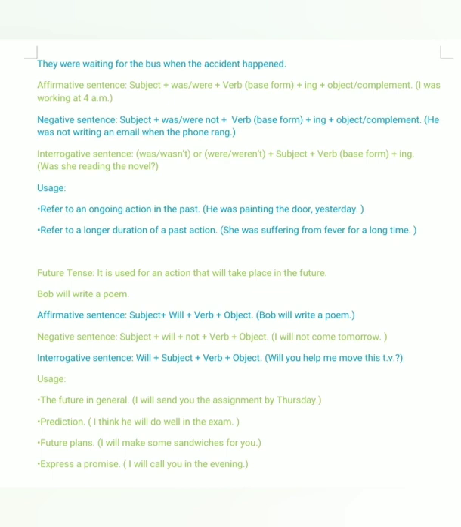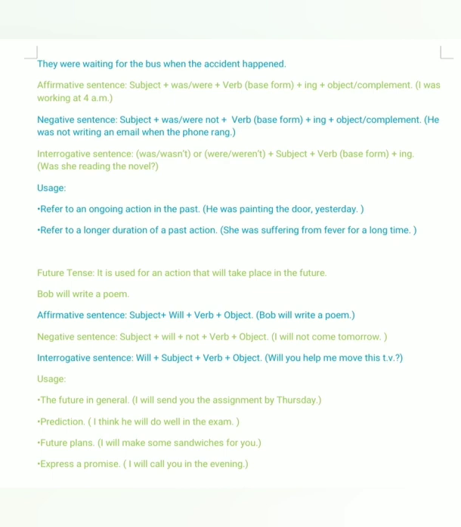For framing a future tense negative sentence: subject, then will plus not plus verb plus object, like I will not come tomorrow. For framing an interrogative sentence in future tense, what do we have to write first? We have to write first will, then subject, then verb plus object. Will you help me move this television?